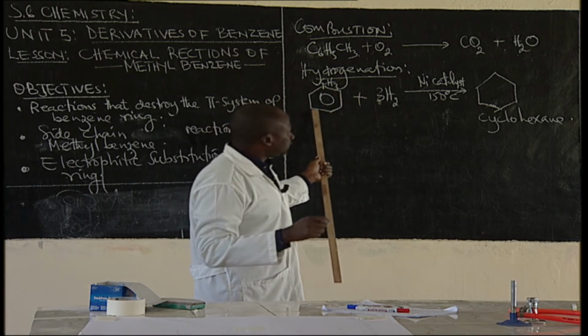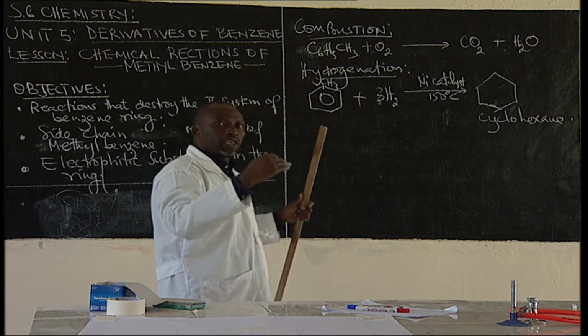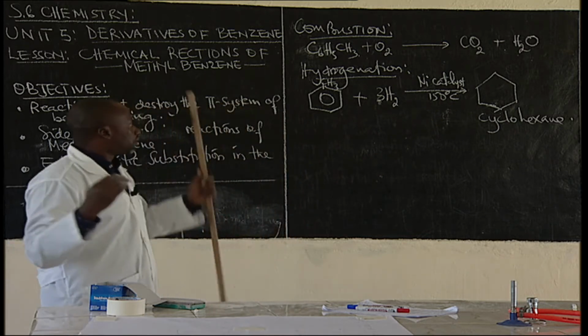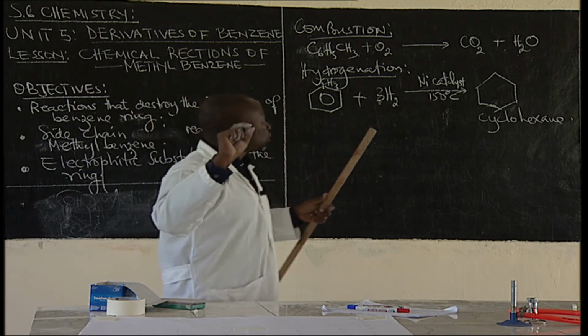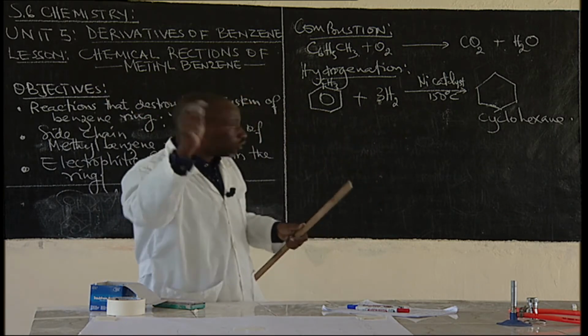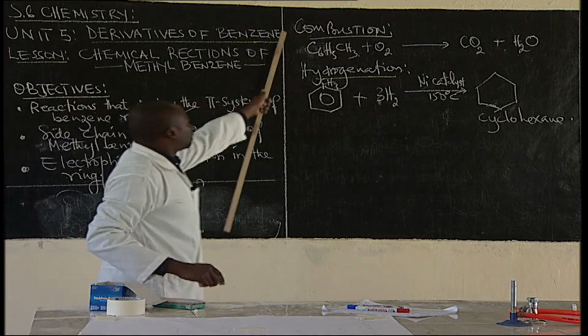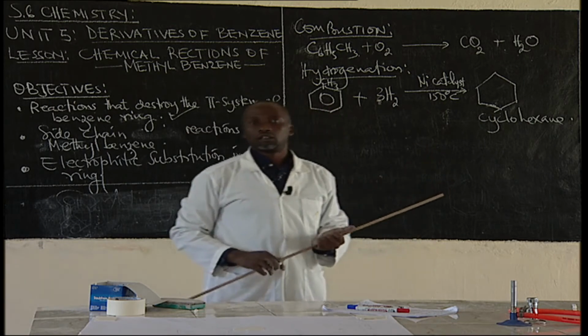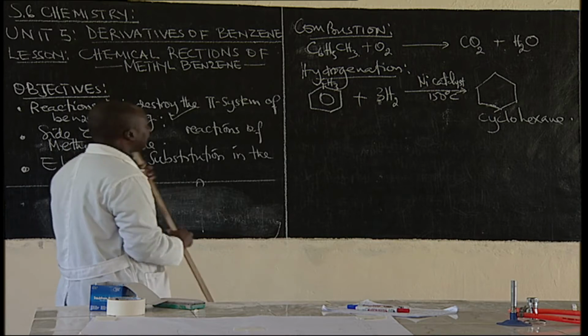And therefore, the conditions of this reaction may be slightly different from those of the benzene. You remember when we were using the benzene, we used Raney nickel. I talked about that one before. So right away, those are the 2 reactions that destroy the pi system of the benzene ring. So let's look at the side chain.